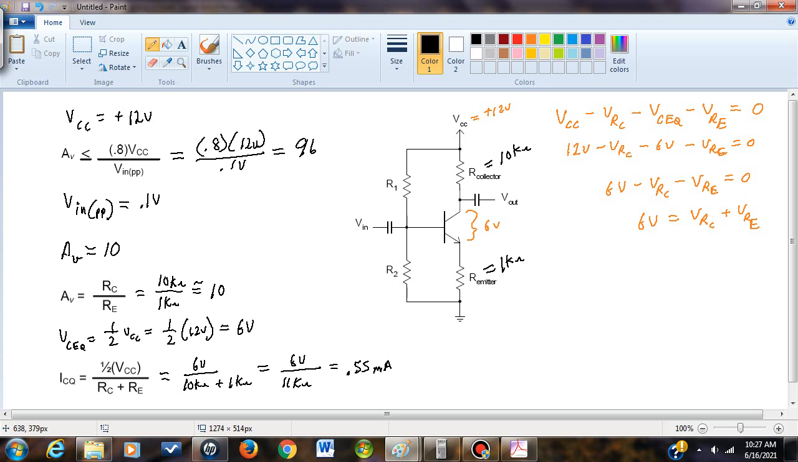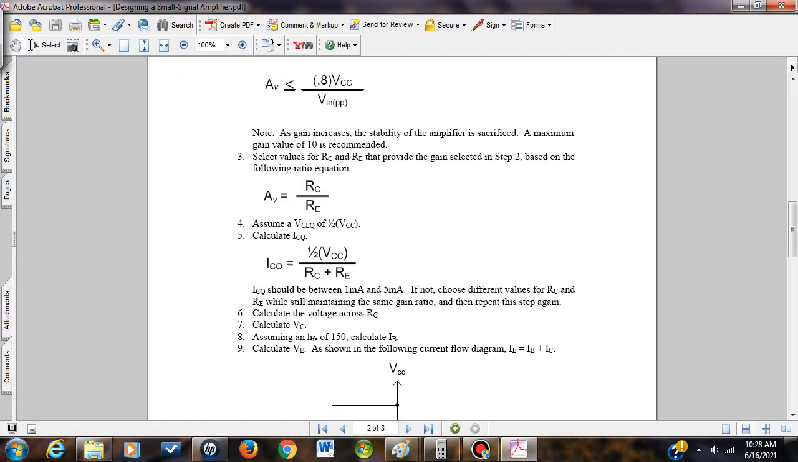If the VCC had been a larger value, then we would have been in that range, but with 12 volts being supplied, this amount for ICQ is okay. Again, the main reason for it is just because the input impedance of the amplifier stage that we have right here will actually become lower if we drop the RE value to be even less. So we're going to keep the emitter resistance at 1K.